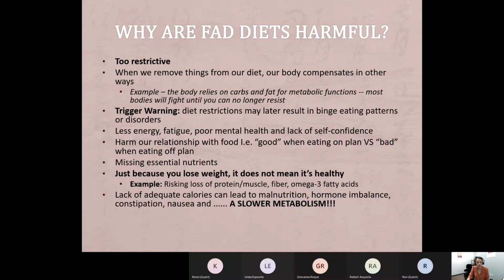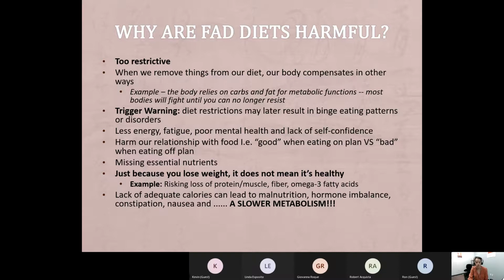So why are they harmful? They are too restrictive. So when we remove things from our diet, our body will compensate in other ways. An example is that the body does rely on carbohydrates and fat for metabolic functions, and most bodies will fight you until you can no longer resist. And then what happens, we sometimes will binge, or we'll go back to square one and feel like a failure, where it wasn't you that failed, it was the diet that failed. So it can be a bit cumbersome in terms of mental health as well.